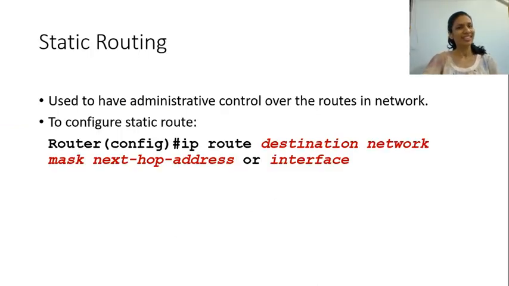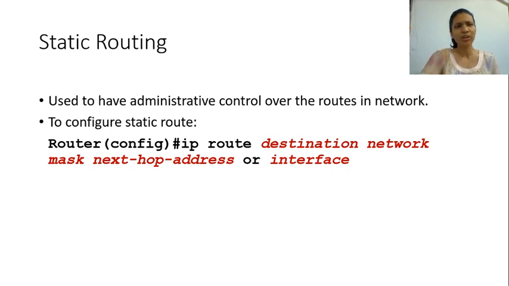Let us move on with static routing. We will first discuss what is static routing. Static routing is used to create routing tables manually. In case of static routing, a network administrator is manually going to enter the routes in the routing table of a router. Static routing is used in case where you want to have administrative control or security over the routes in your network.